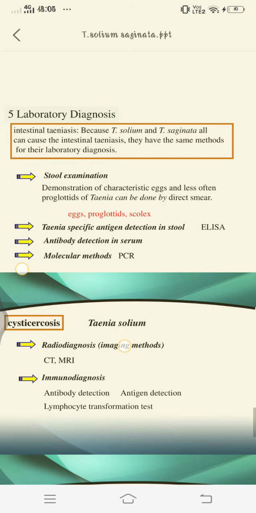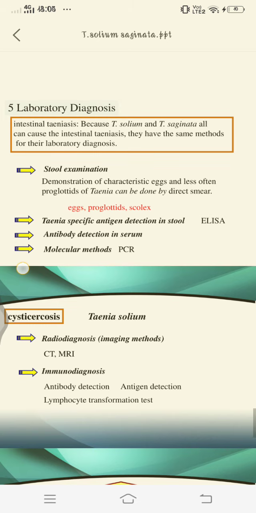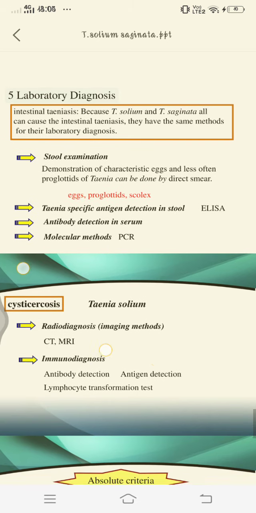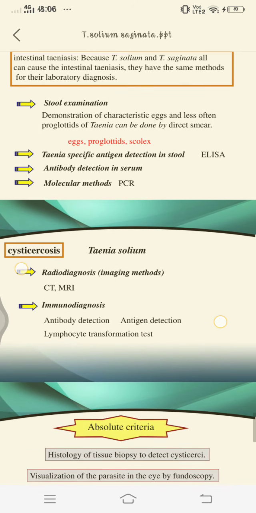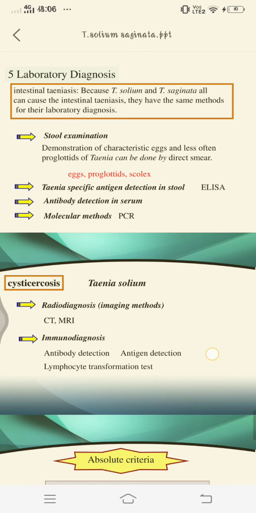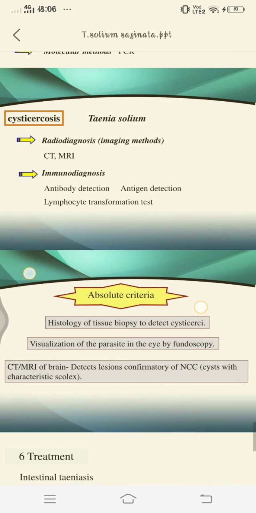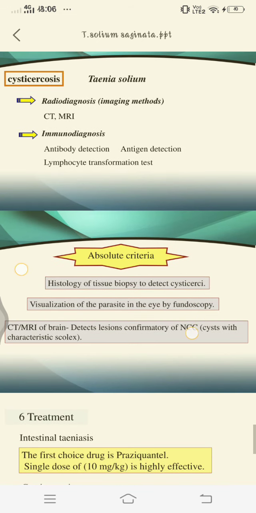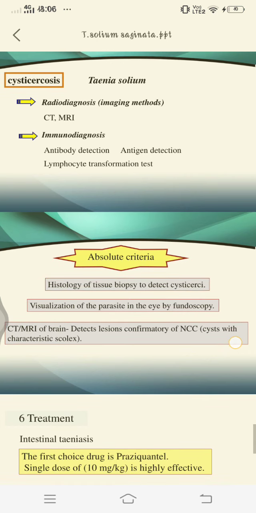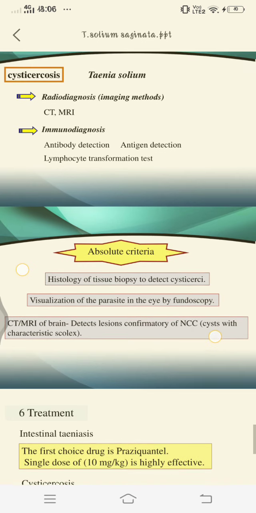And for cysticercosis, we do CT scan and MRI, because it reaches the brain and also other parts, so we can observe it by CT and MRI. And immunodiagnosis: antibody detection and antigen detection, and also lymphocyte transformation. And one more thing to remember: in these cases we see eosinophilia, that is a high amount of eosinophils, so this is one of the signs. And absolute criteria: you can take even a biopsy to detect, visualization of the eye by fundoscopy, and also you can do CT or MRI of the brain to detect lesions, especially in NCC, that is neurocysticercosis. And also the cyst will show a characteristic scolex.